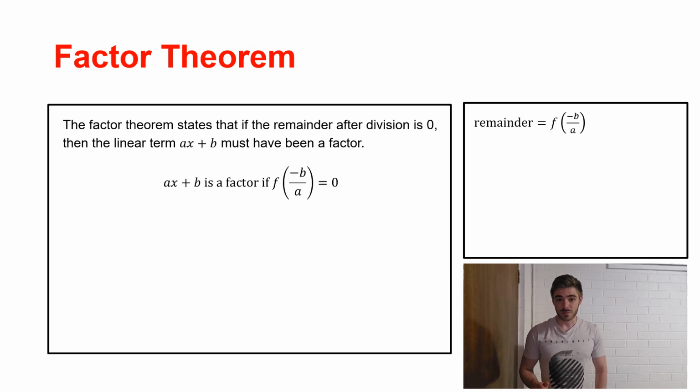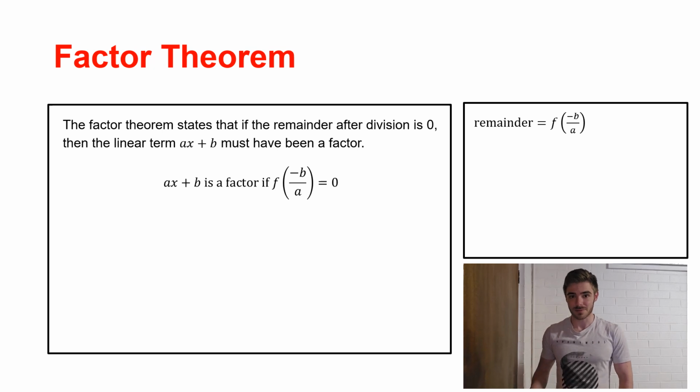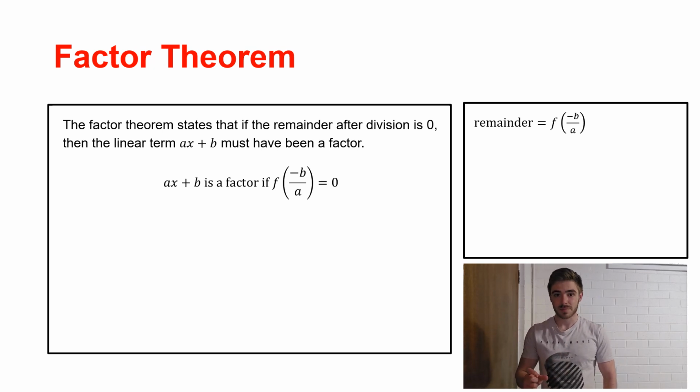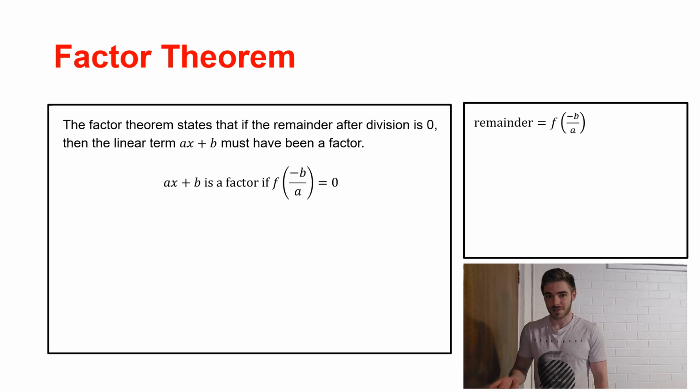The factor theorem is actually an extension on the remainder theorem. Specifically, the factor theorem states that if your remainder is 0, then the linear term ax plus b must have been a factor of that polynomial. We've actually seen this before numerically. I know that 2 is a factor of 4 simply because 4 is divisible by 2. It is perfectly divisible by 2, there is no remainder after division, hence 2 is a factor of 4.